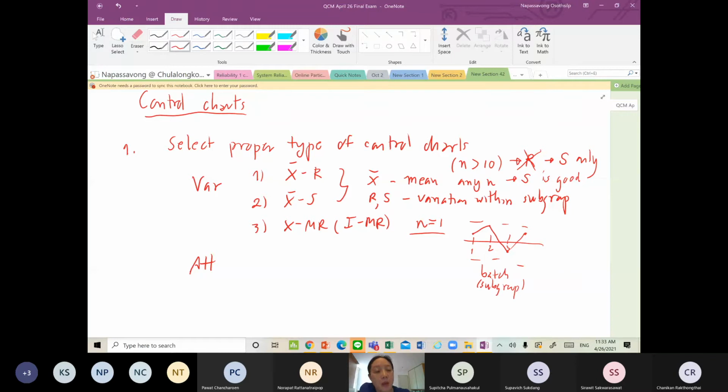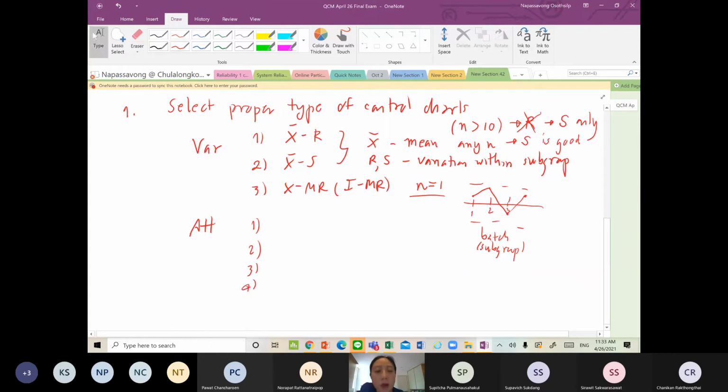Next, we come to the attribute control charts. We have learned 4 types of charts, which is NP. NP monitors the number of rejected parts, or the number of defectives, we can say. Then if we convert the number of defectives, divided by the number of parts that we sample, or the sample size, we will get what we call the proportion of defective.